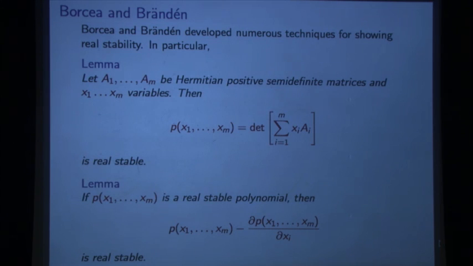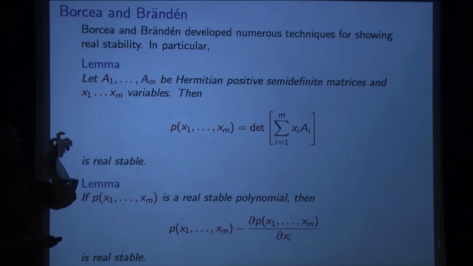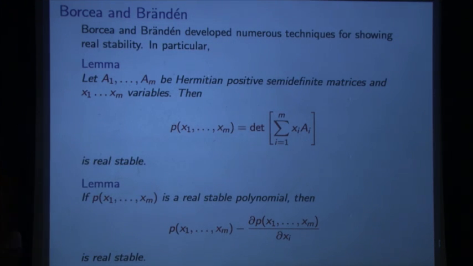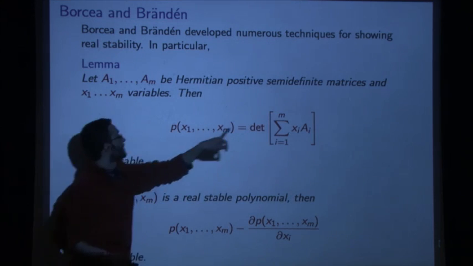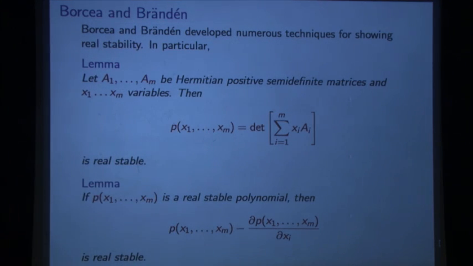Okay, so Borcea and Brändén have this program that they've been following for a while, where they've been developing techniques for understanding real stability. In particular, I'm going to use two of their lemmas. The first is that if A1 through AM are Hermitian positive semi-definite matrices, and X1 through XM are variables, then this polynomial is real stable. And this comes from the fact that you can take the positive square root and factor it out.